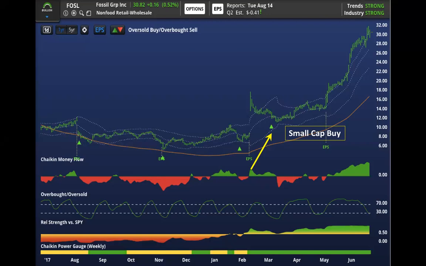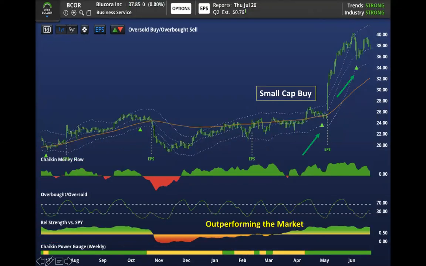So here's Fossil. This was a watch company, designer watches, that was really out of favor after a big run-up in 2015-16. Then you got the bullish personality change back here in January, February. Stock spiked up on an earnings surprise to the upside. Do I want to buy the spike? No. I want to wait for the first buy signal. There's your oversold buy. It came at around 12.50, and the stock rallied all the way to 29. Small cap buy signal where everything was in place. Power gauge, relative strength, the signal. This is how you find winning trades.